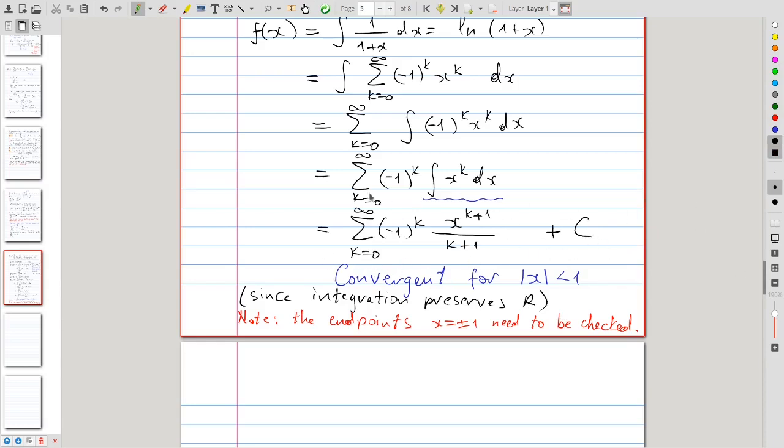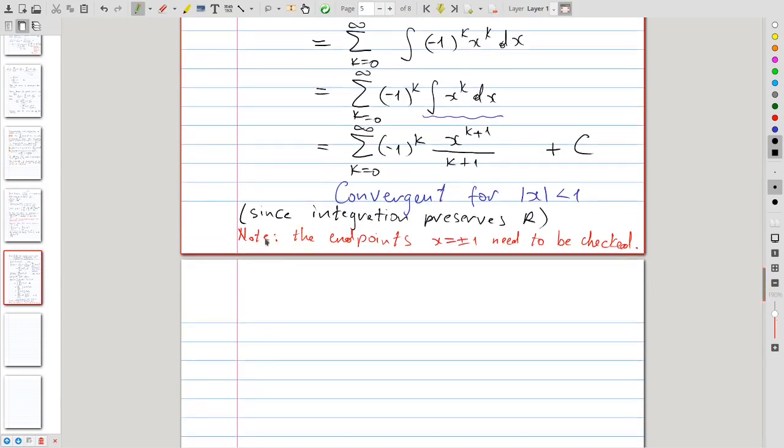Now, as I mentioned, we can further rewrite this series in a more convenient form by changing indexing. So observe that here we're starting at k equals 0. So the lowest power we have in our series is 0 plus 1, so that would be x to the first. So we can represent f of x, which is the log of 1 plus x, by the following series.